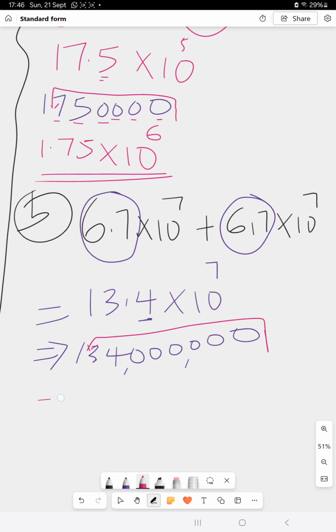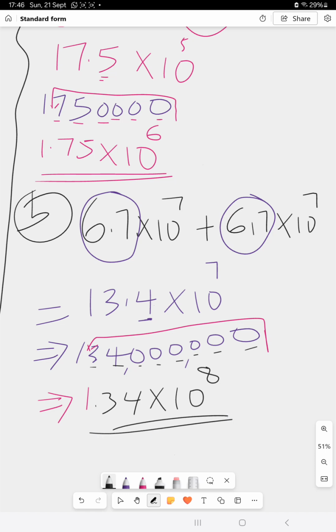And therefore the final answer is 1.34 times 10 raised to 1, 2, 3, 4, 5, 6, 7, 8, power 8. Power 8. That is the standard form of this one. Good. Let me do part C.